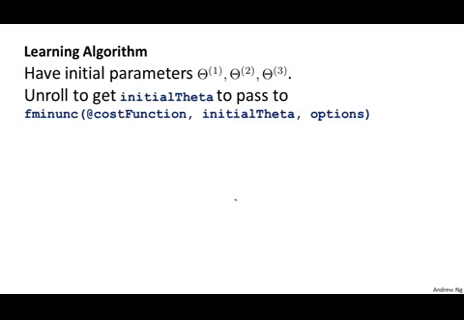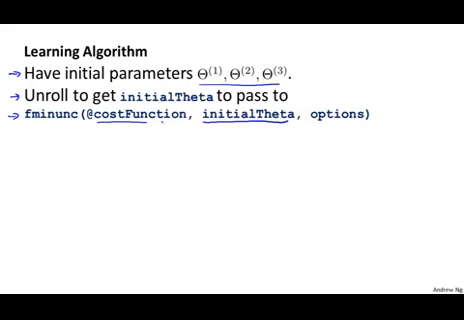To make this process really concrete, here's how we use the unrolling idea to implement our learning algorithm. Let's say that you have some initial value of the parameters theta1, theta2, theta3. What we're going to do is take these and unroll them into a long vector we're going to call initialTheta to pass into fminunc as this initial setting of the parameters theta.